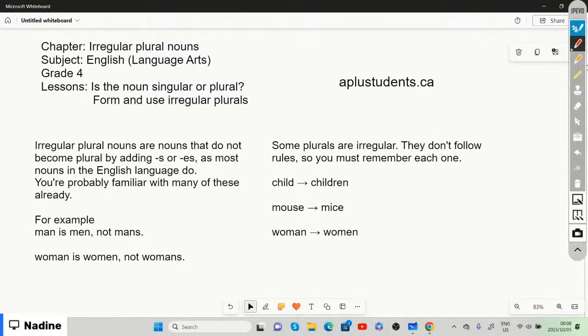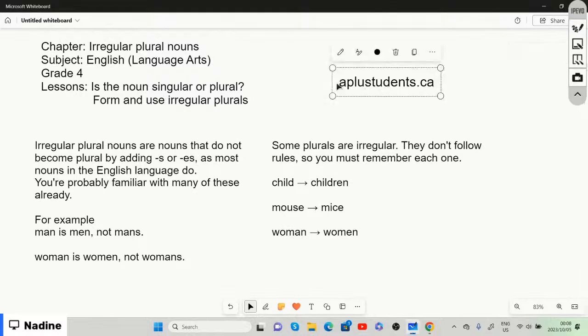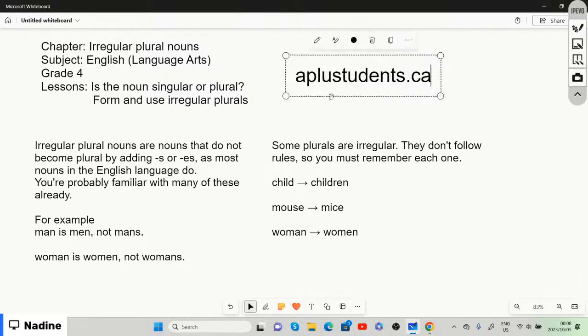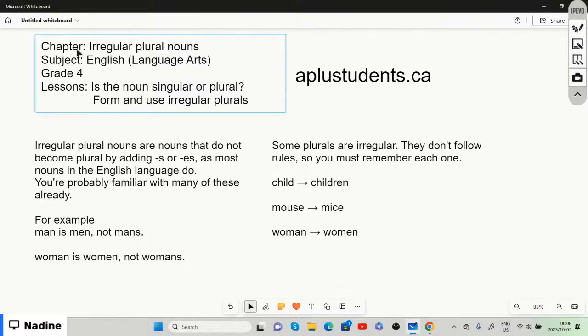And we are doing our lesson on aplusstudents.ca, right? So if you do want to go back and go over the tutorial lessons, right here we have the chapter of irregular plural nouns. You can go to the subject of English, which is language arts, grade 4, and then the focus lessons for today is the noun singular or plural, and to form and use irregular plurals.